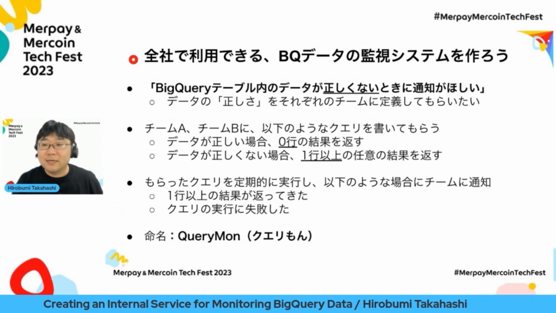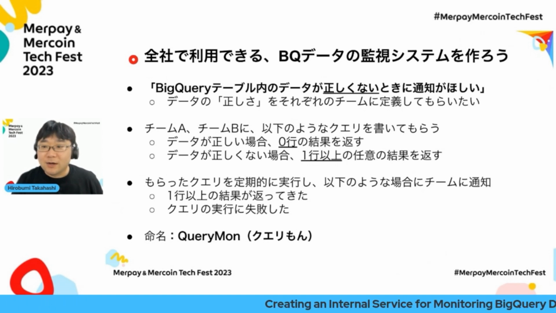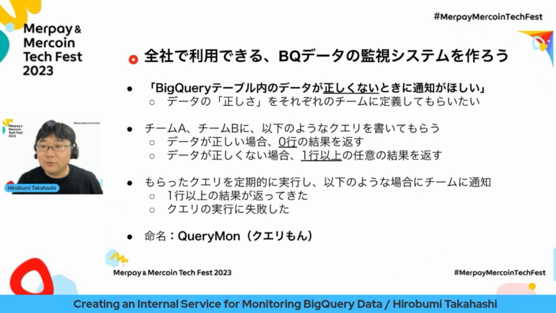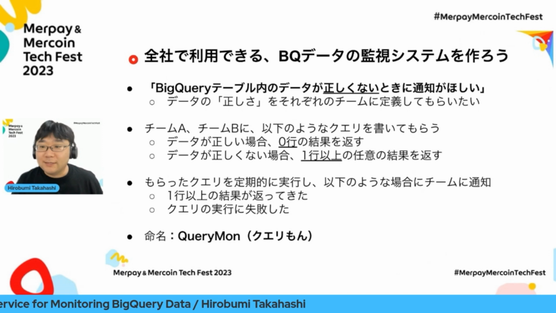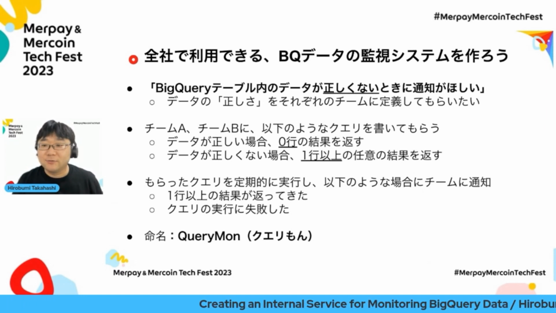In order to fulfill the requests from the two teams, and to be prepared for addressing any similar requirements from other teams, we decided to build a monitoring system that can be used across the company. This will respond to the request for a notification when the data is not correct within BigQuery. And correctness depends on the data that is being monitored.